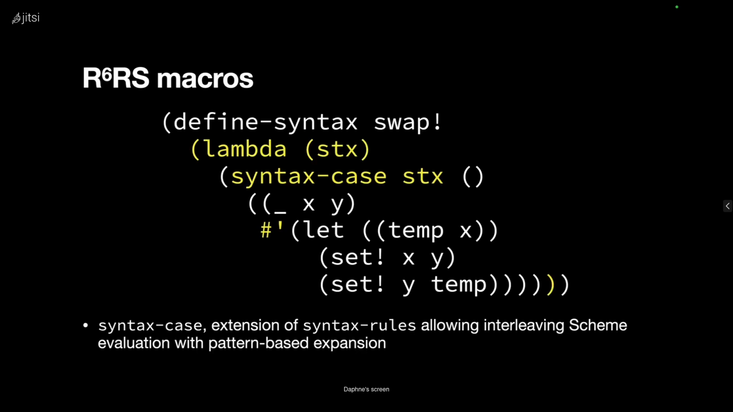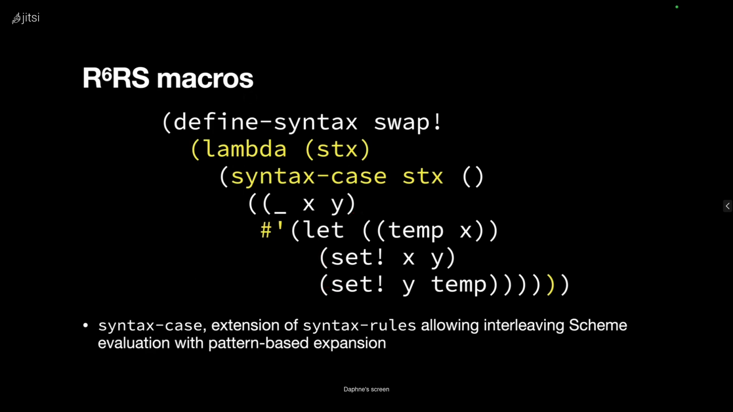R6RS extended the system to overcome these limitations and define something called syntax-case. So here my transformer procedure, this is the macro that does exactly the same but using the other system. Here my transformer for the macro is just an ordinary procedure. It gets an argument, syntax, which represents the entire form of the macro use. I use the syntax-case special form to destructure that. There's exactly the same pattern here. The difference is that I can do Scheme evaluation in the actual body of this definition.